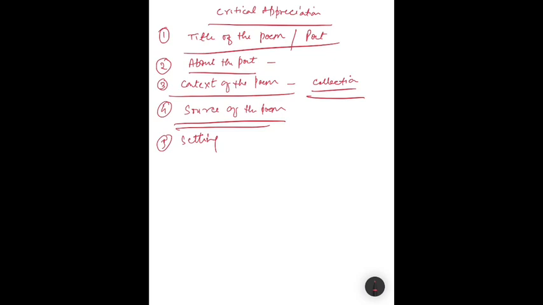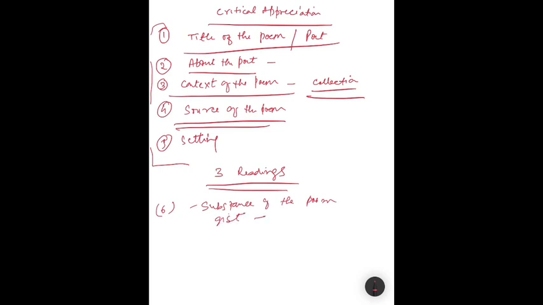Now, before writing all these points, you are required to make at least three readings of the poem. Then come to the substance of the poem. Gist of the poem. Or you can say summary of the poem in brief.